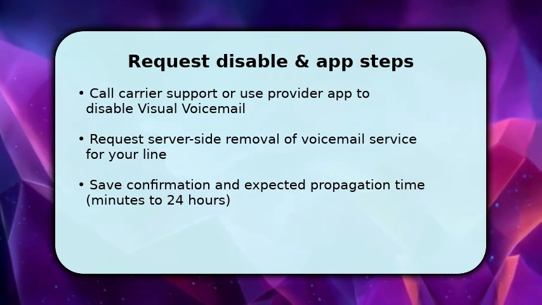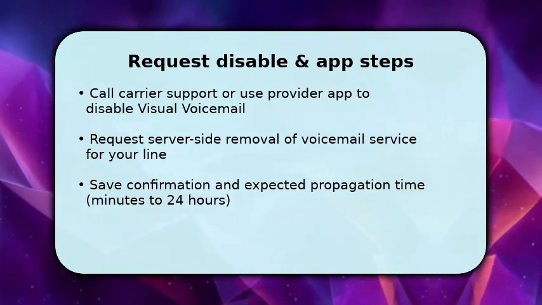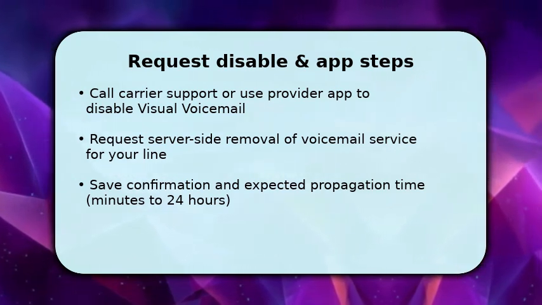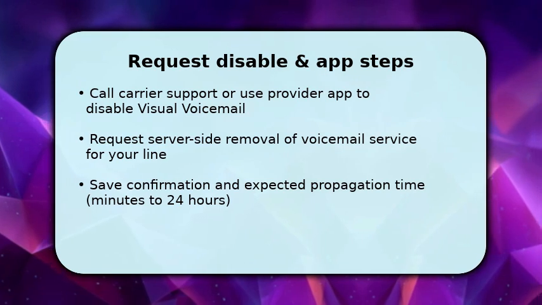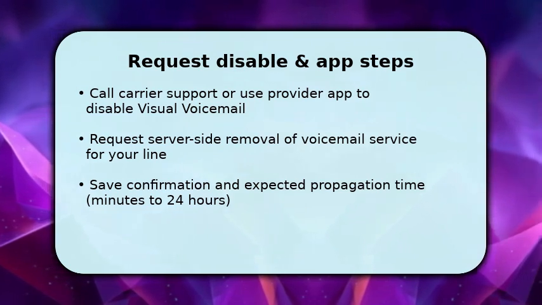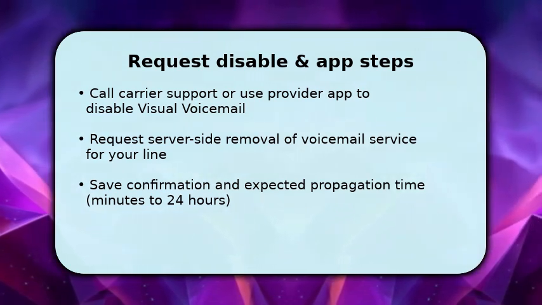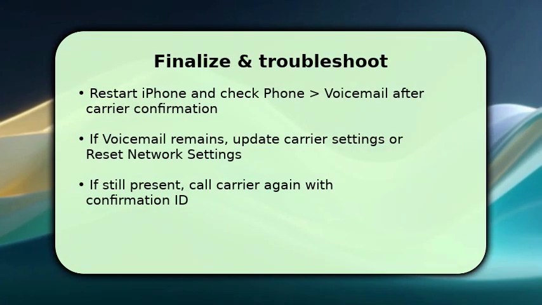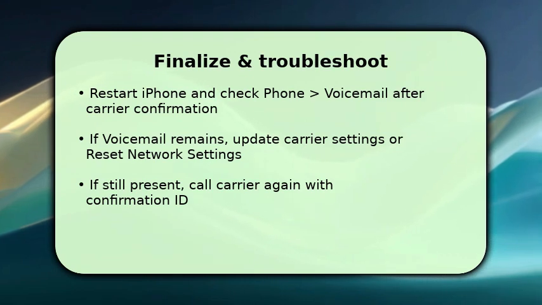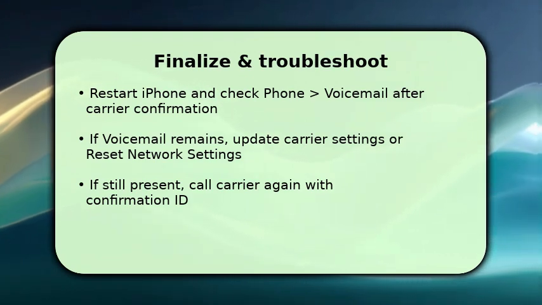Get a clear estimate for propagation. Sometimes it's immediate, sometimes up to 24 hours. Once they confirm, power cycle your iPhone and wait the stated window. This allows the carrier to stop serving the visual voicemail data, so your phone app can drop the voicemail tab. After the carrier confirms disablement, restart the iPhone and open phone voicemail to verify the tab is gone or empty.